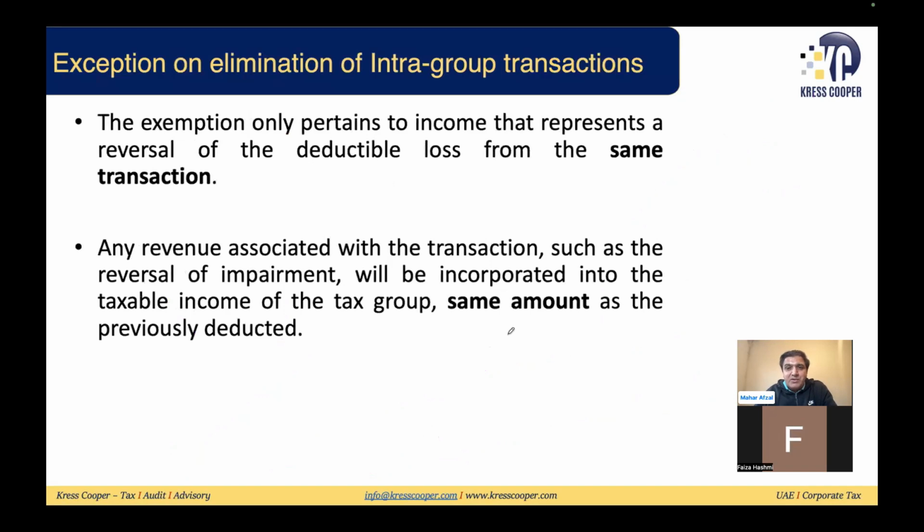The exemption only pertains to income that represents the reversal of a deductible loss from the same transaction. This is very important: same transaction, same parties. This is the reversal. Till the loss has been reversed, we will not eliminate. Once the loss has been thoroughly reversed, then it will be eliminated. Any revenue associated with the transaction, such as the reversal of the impairment, will be incorporated in the taxable income of the tax group, the same amount as previously deducted. Once the amount previously deducted, which resulted in the deductible loss, is reversed, the company will be able to eliminate the intra-group transaction related to that transaction specifically.